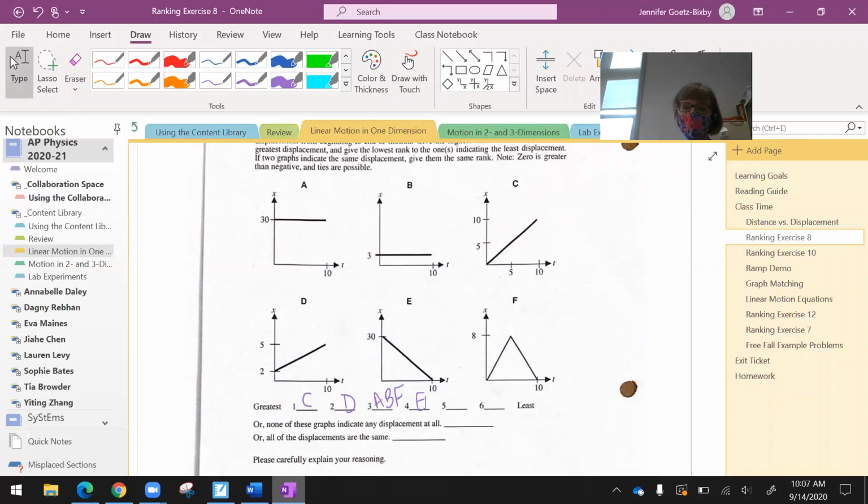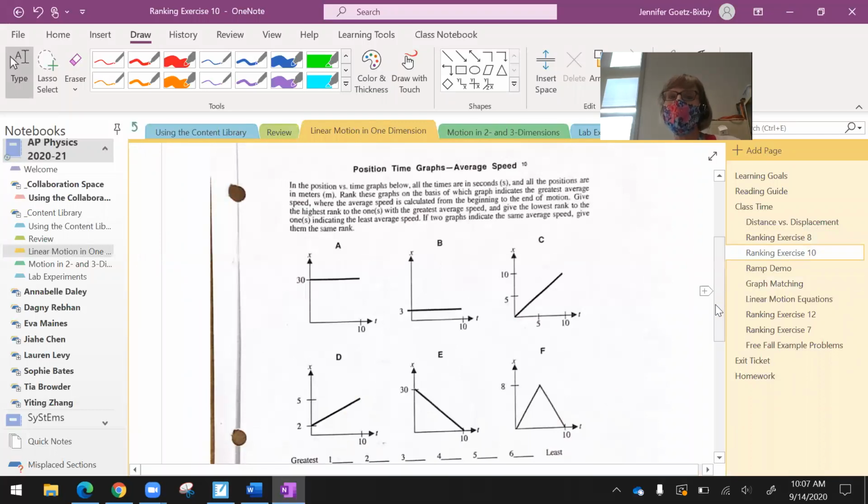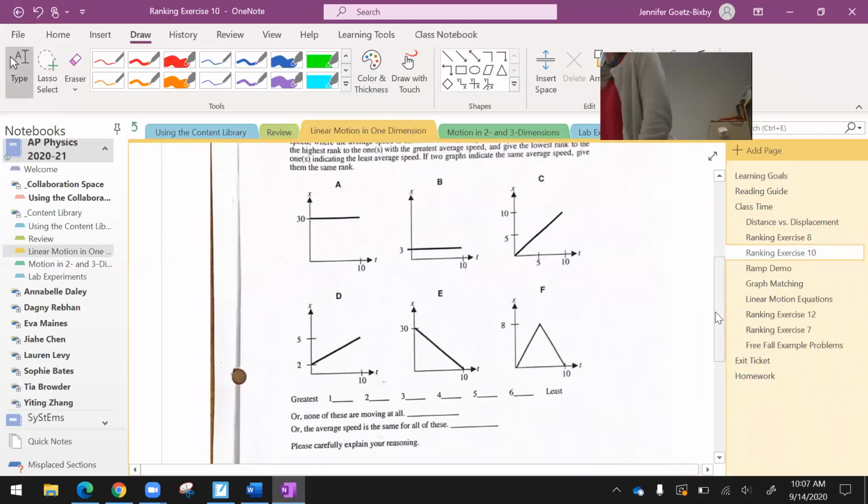Okay, so what I'd like you to do is practice that yourself in ranking exercise number 10. Okay, which asks you to calculate the average speed of a bunch of graphs that look suspiciously like the ones in graphing exercise 8.